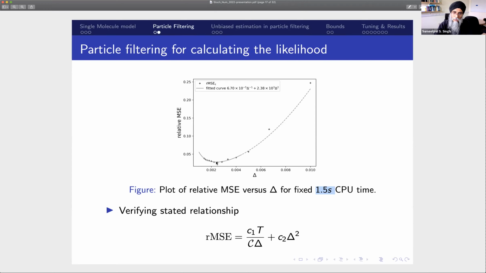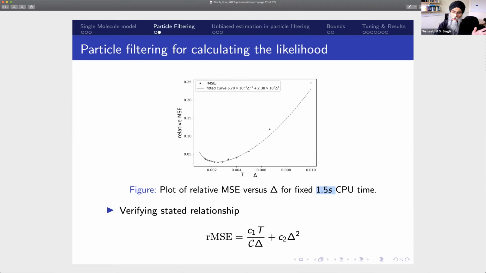Because I'm interested in this delta. This delta is the best delta for that CPU time. So now, every time we have more CPU time, we simulate the relative MSE for various values of delta. We find the best delta, and we run the estimation technique with the best delta, and we'll see what our best MSE is as a function of CPU time.